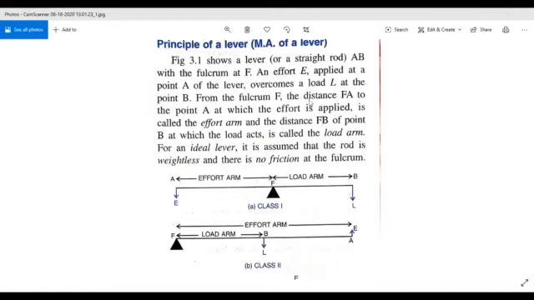From the fulcrum, the distance FA to a point A. So this part is known as effort arm, and from the fulcrum to B, till the load, this is known as load arm. Okay, so for an ideal lever, what happens? It is assumed that the rod is weightless and there is no friction at the fulcrum.